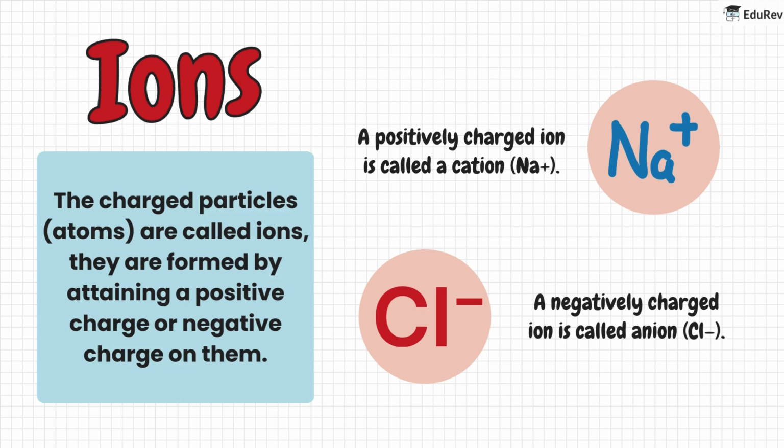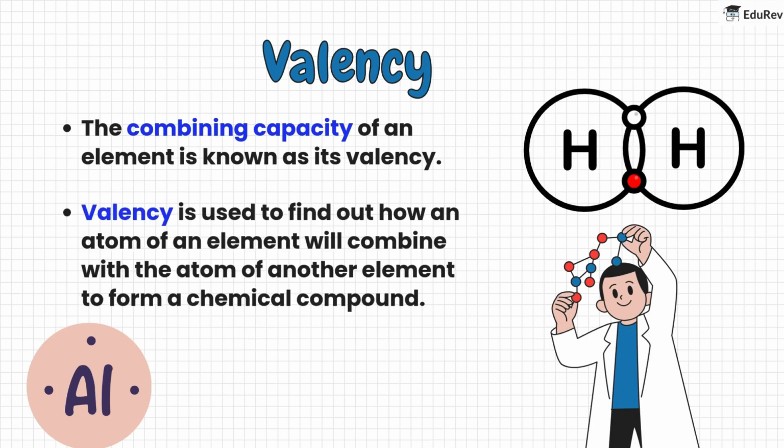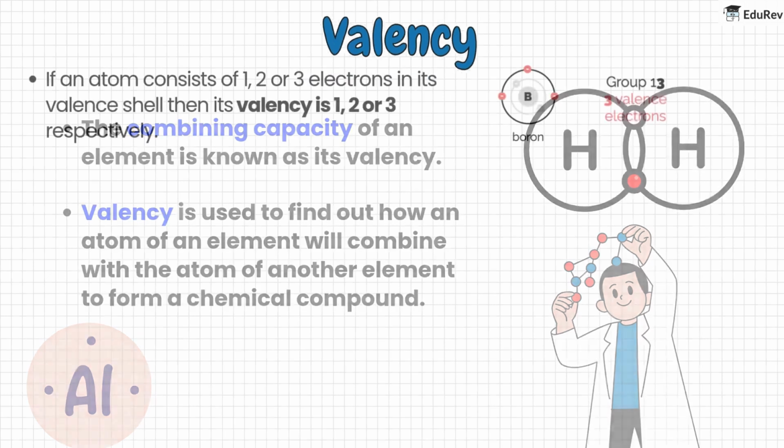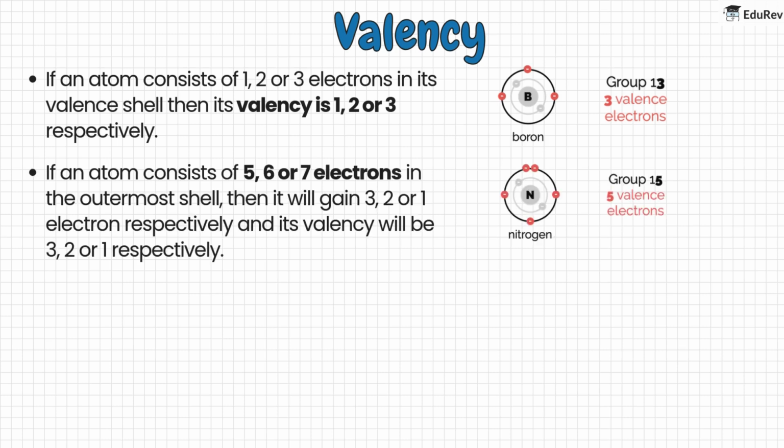Valency. The combining capacity of an element is known as its valency. Valency is used to find out how an atom of an element will combine with the atom of another element to form a chemical compound. If an atom consists of 1, 2, or 3 electrons in its valence shell, then its valency is 1, 2, or 3 respectively. If an atom consists of 5, 6, or 7 electrons in the outermost shell, then it will gain 3, 2, or 1 electron respectively, and its valency will be 3, 2, or 1 respectively.